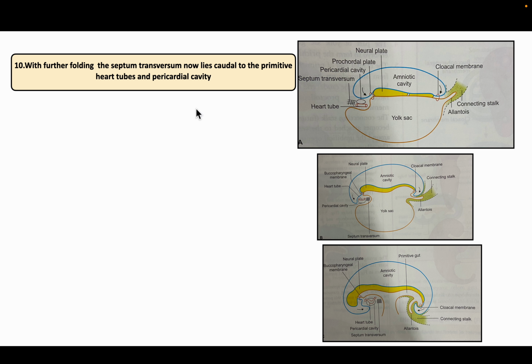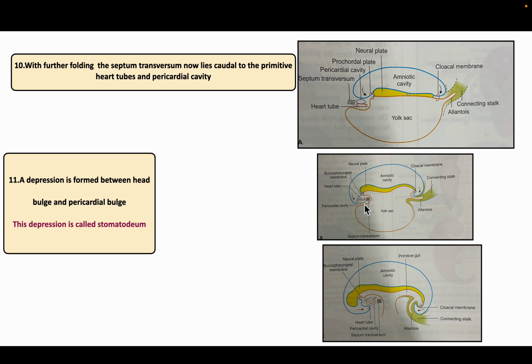With further folding, the septum transversum now lies caudal to the primitive heart tubes and pericardial cavity. So this is the initial stage. When further folding happens, the septum transversum moves to this side, and the heart tubes, which were initially on the ventral side of the pericardial cavity, now lie on the dorsal side of the pericardial cavity.